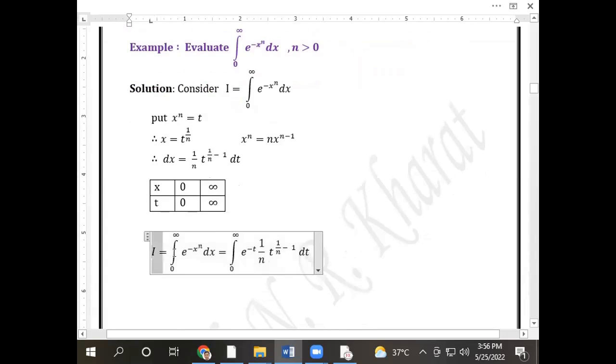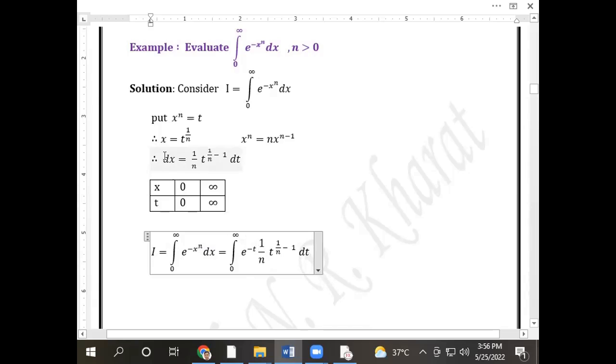This is our given example, and we know that the integration limit is the same, 0 to infinity, so it remains as it is, 0 to infinity. Then for e raised to minus x raised to n, we have to replace x raised to n with t. We are replacing it with e raised to minus t here.